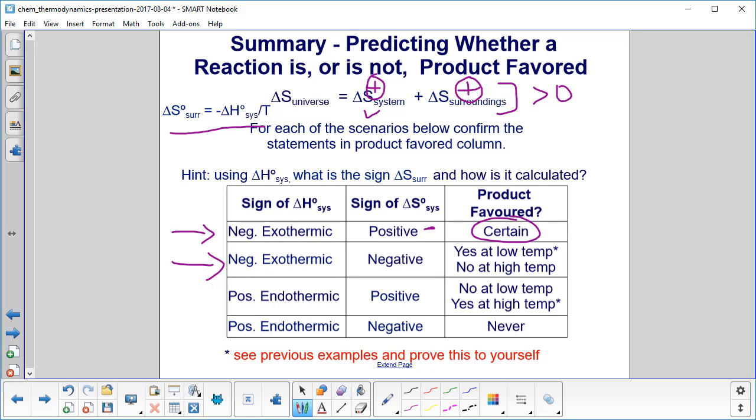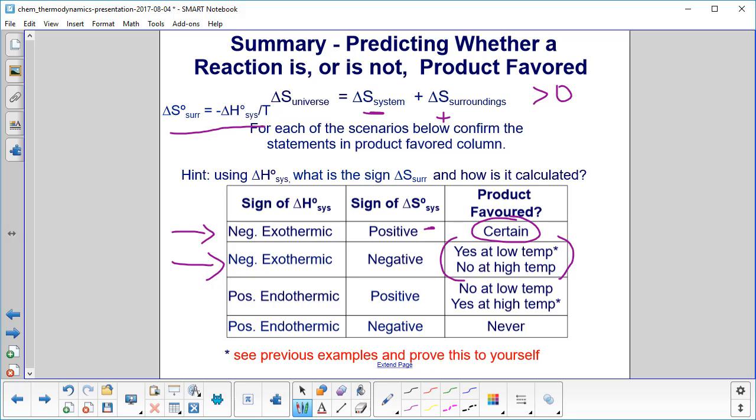Let's take the other case. What if delta S system is negative? Okay, so let me erase up here. All right, so delta H system this time is going to be negative. Our delta S surroundings is going to be positive. I can't say just by this whether it's going to be greater than or less than 0. It depends on the temperature. We already did a couple of examples there. So for low temperature, yes, it will be product favored, and at a higher temperature, no. You can go back in the presentation and see those examples.